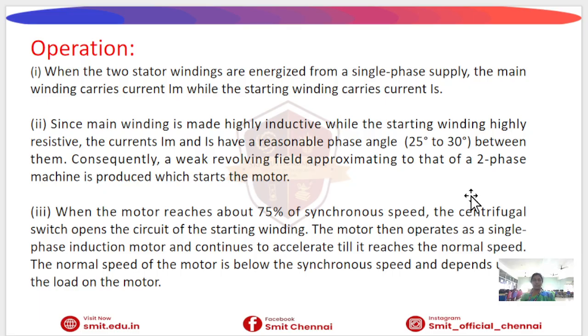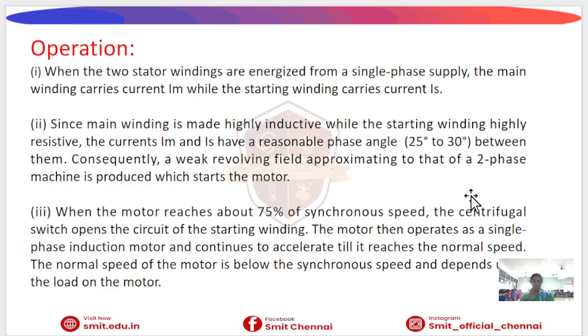Next is the operation. I will explain it step by step. First, the supply is given. Remember that first the supply is given. Both windings, the main winding and the starting winding, get energized. Whatever the supply given, the coil gets energized. Then the phase difference is created. And the fourth one is the rotating magnetic field being formed.